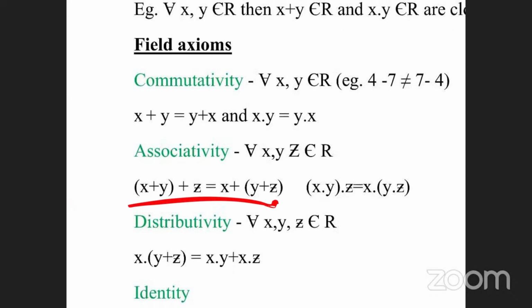Associative: if somebody gave me x plus y plus z, I can add the x and y, or I can add the y and z, and I'll get the same answer. Multiplication, same concept. If you have x, y, z, and you're multiplying, you can multiply x by y, then by z, or y by z, and then x. Distributive: x by y plus x by z.